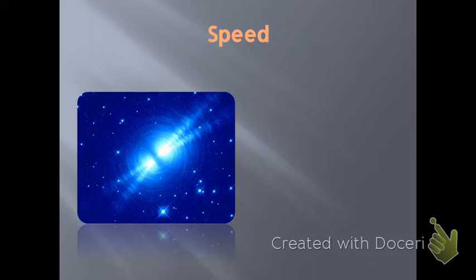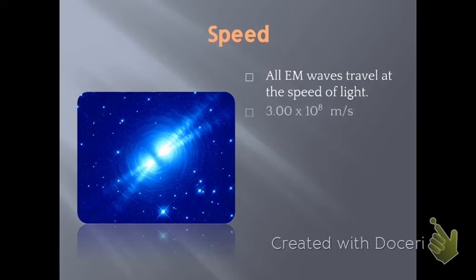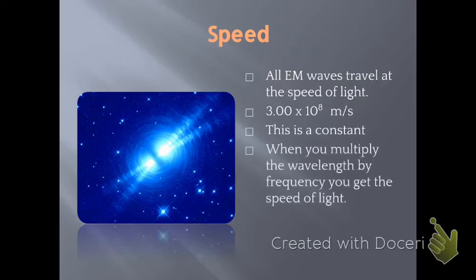Now, what is the speed that these waves travel at? That speed is the speed of light. All electromagnetic waves, which we'll talk about later, all these waves that have energy, travel at the speed of light. The speed of light is 3.00 times 10 to the 8th meters per second. This is a constant. When you multiply the wavelength by the frequency, you get the speed of light, which is c.